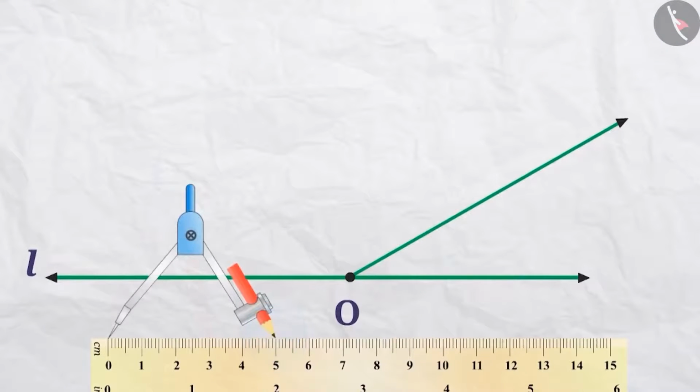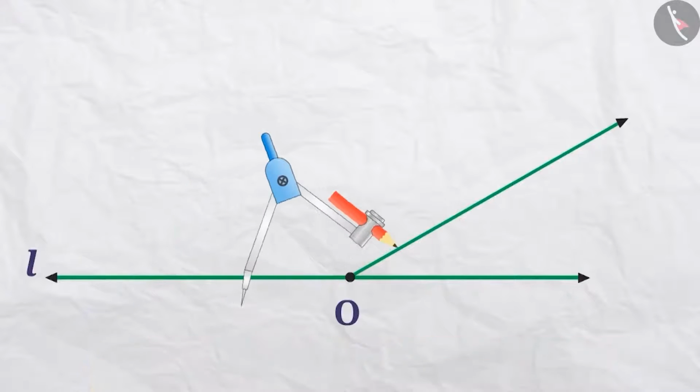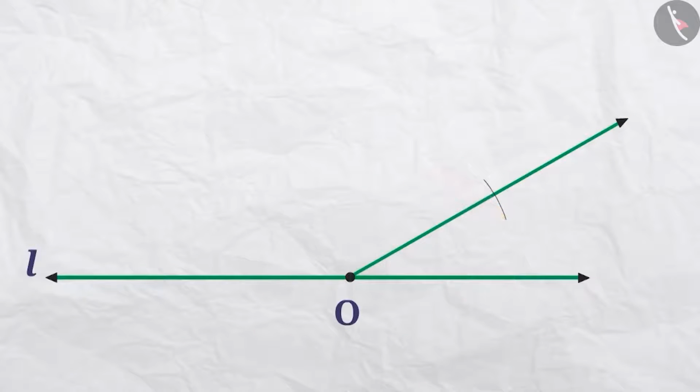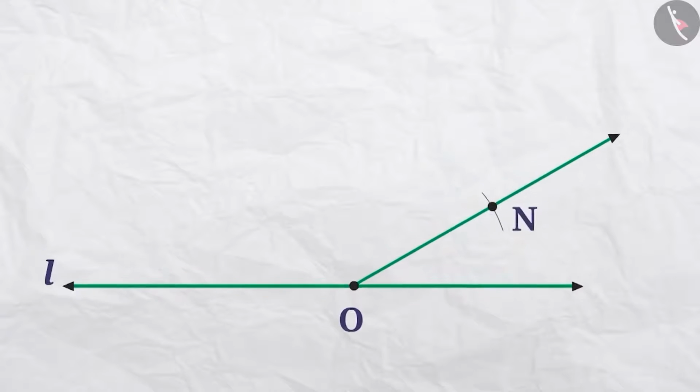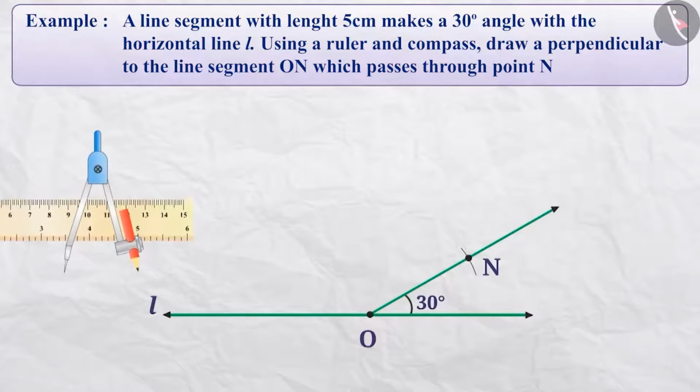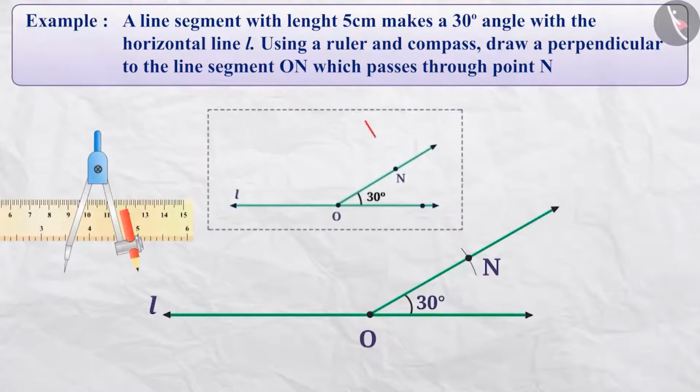Open the compass for the required radius of 5 centimeters. Placing the pointed end of the compass at O, we will draw an arc that cuts this ray and label it as intersection N. In this way, we have drawn a line segment ON, which makes an angle of 30 degrees with the horizontal line. Using a ruler and a compass, let's draw a perpendicular to the line segment ON, which passes through point N. Now, can you tell me how to do this? Think for a while.